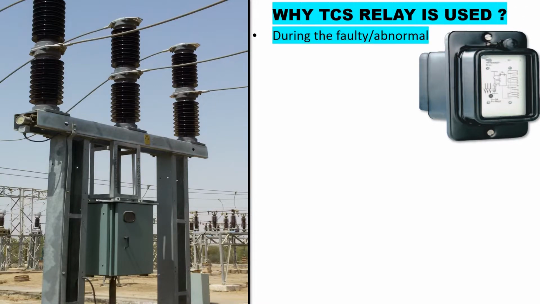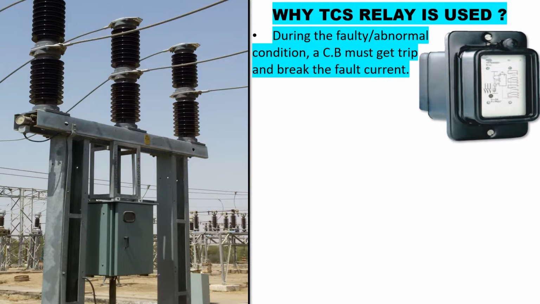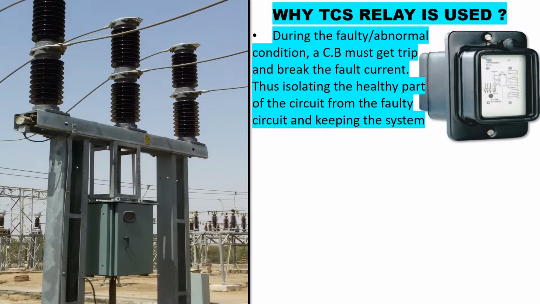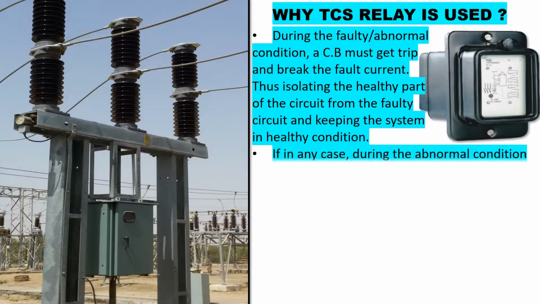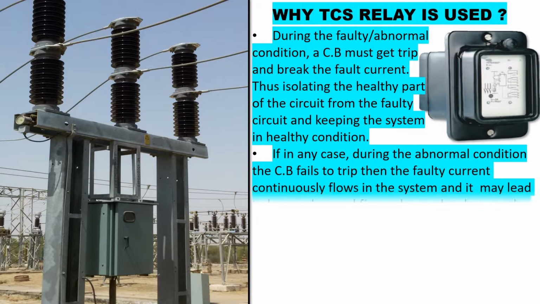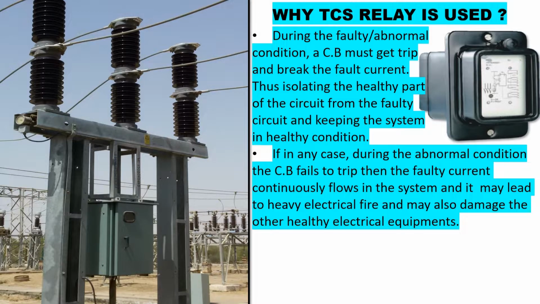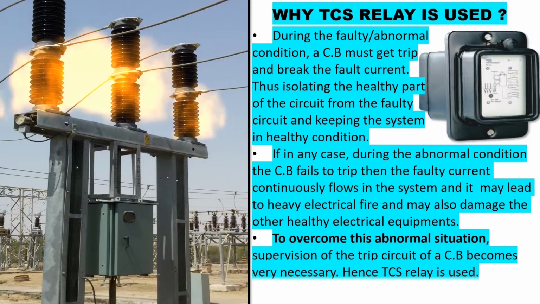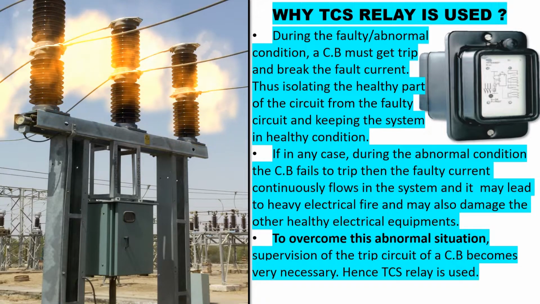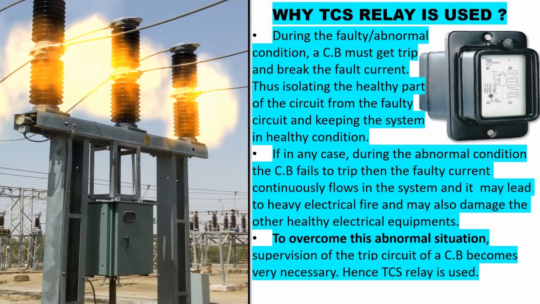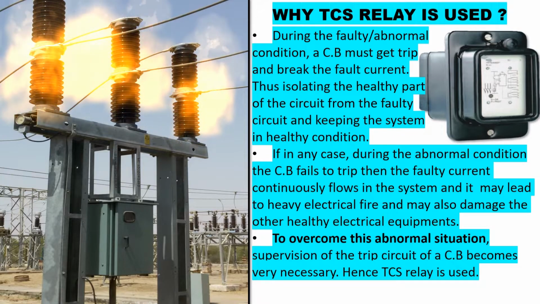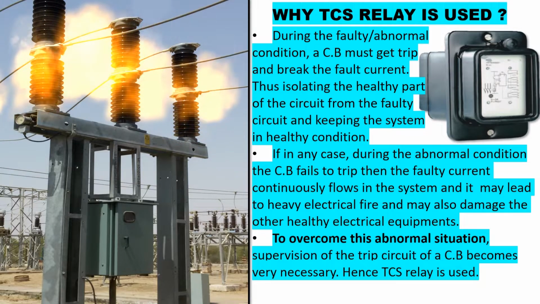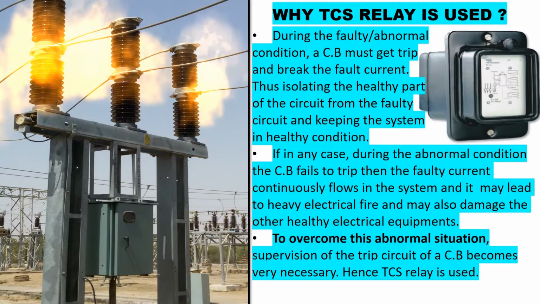During a faulty or abnormal condition, a circuit breaker must operate and must break the fault current, isolating the healthy part of the system or the circuit from the faulty part. But if in any case during the abnormal condition the circuit breaker fails to trip, then the fault current continuously flows in the system and it may lead to a heavy electrical fire or may also damage the nearby electrical equipment. Thus, to overcome this critical scenario, supervision of the trip circuit of the circuit breaker becomes very necessary. Hence, TCS relays are used.